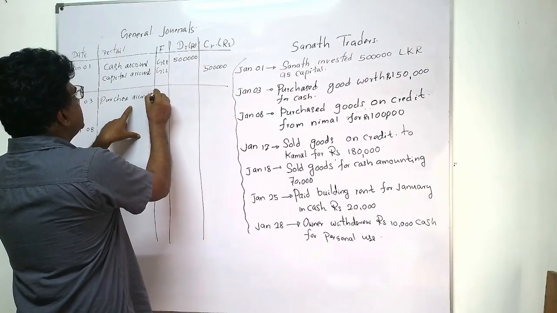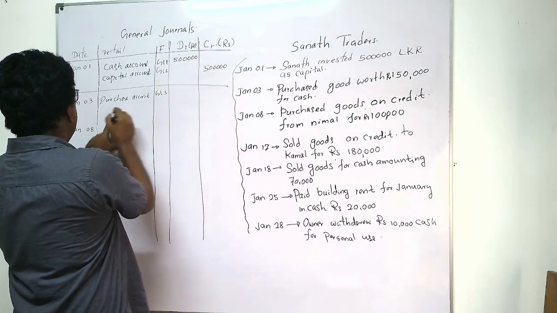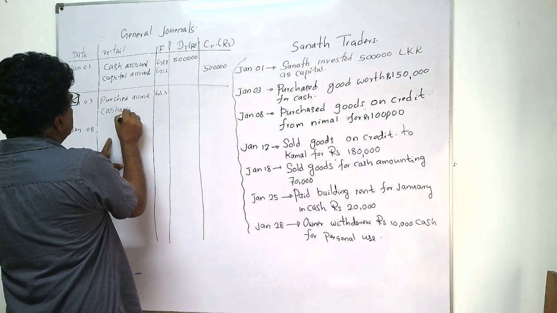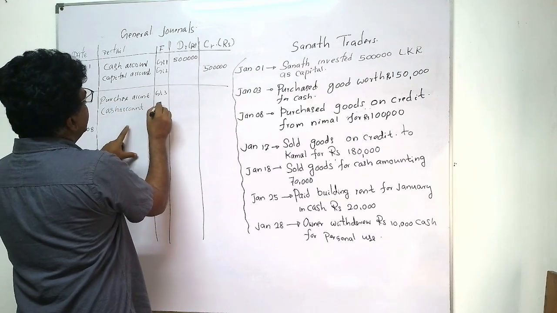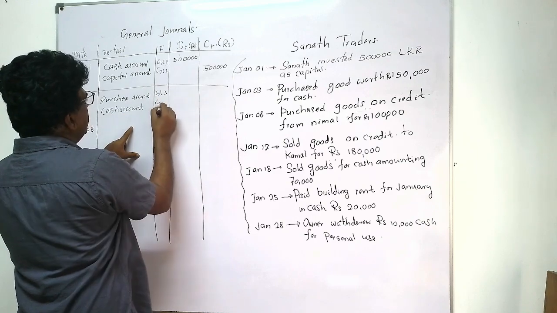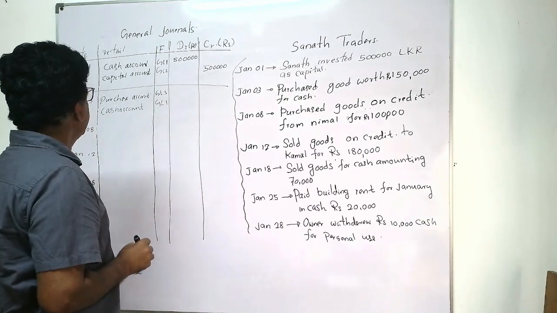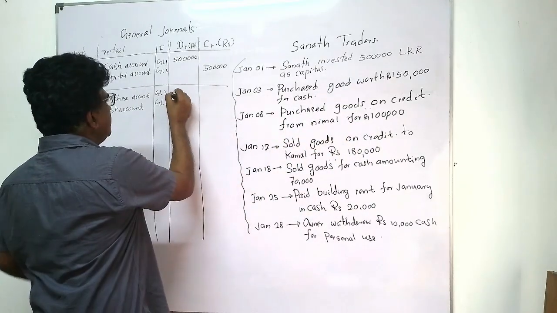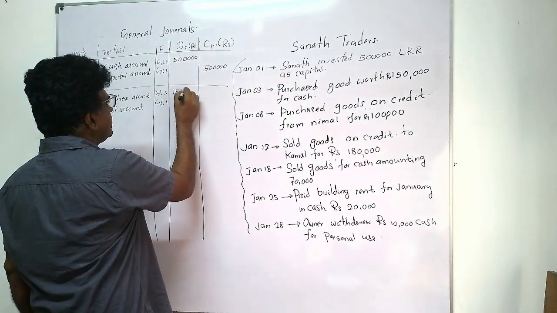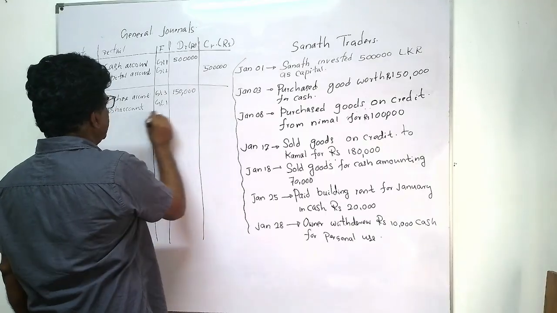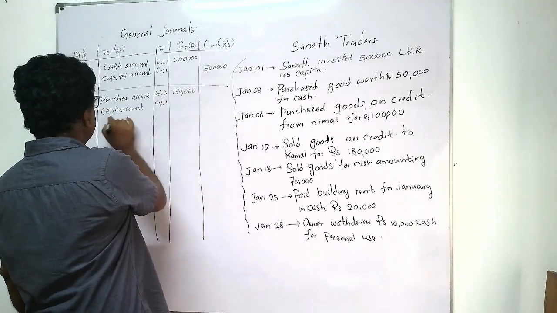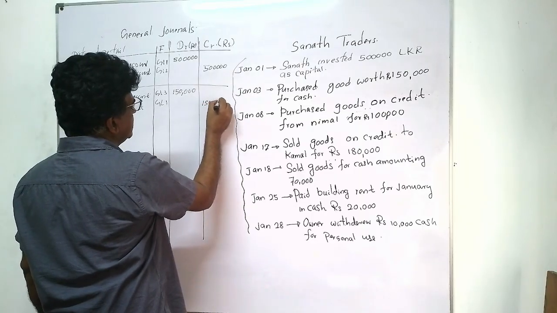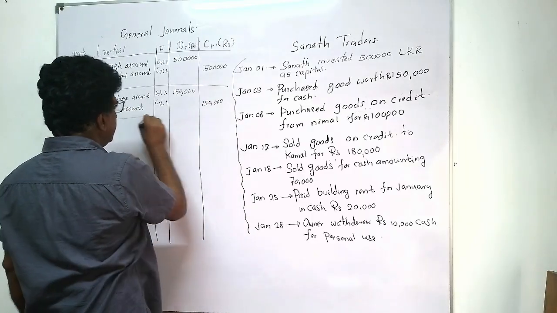Purchase account, we'll say that is GL3, and cash account, we'll say that is GL1. We have already identified that. So the purchase account is debited by 150,000, and the cash account is credited by 150,000. Right. The January 3rd transaction is over.